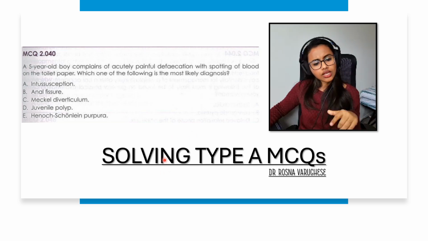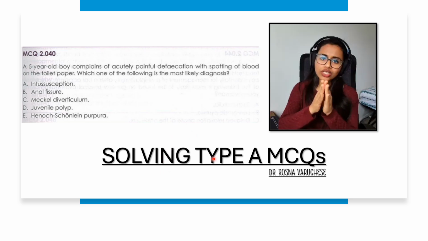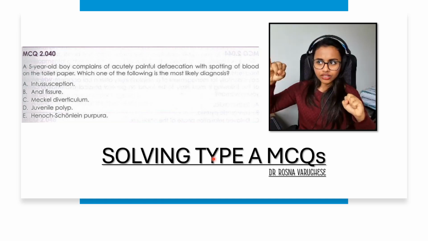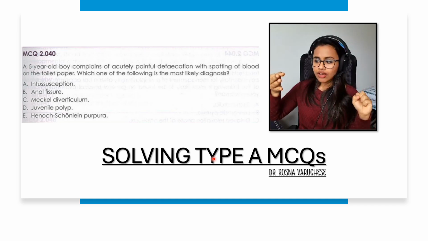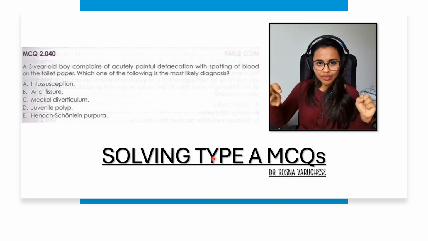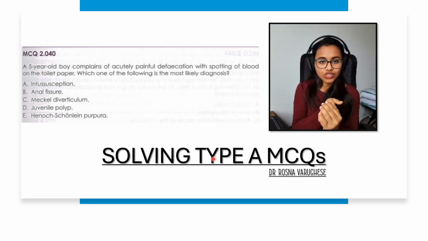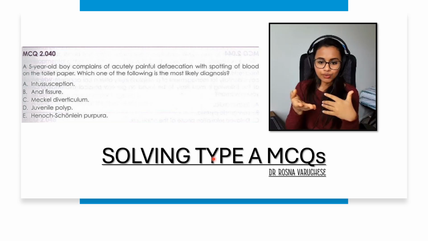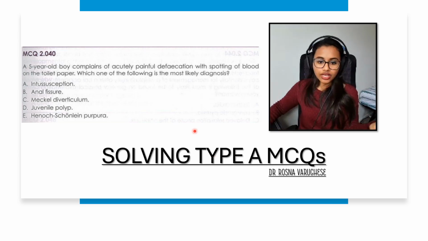Henoch-Schönlein purpura. Well, Henoch-Schönlein purpura, as you guys know, comes with a tetrad of features. You will have arthritis, you will have the rashes, the palpable purpura, you will have the hematuria, and you will have abdominal pain. You do not have any of those features in the question. And although Henoch-Schönlein purpura can complicate to intussusception, I don't feel it's intussusception either, because there are no red currant jelly stools. It's just a painful defecation and spotting on the toilet paper.